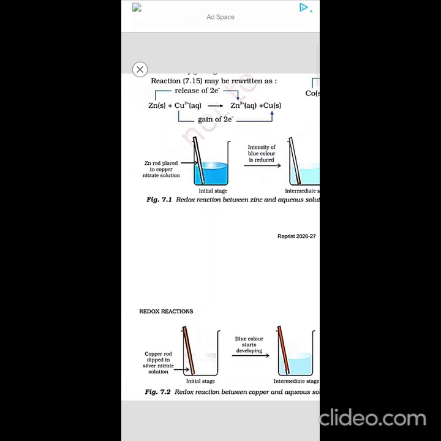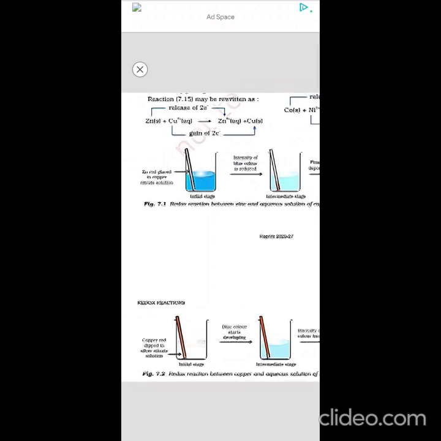And copper is in the Cu2+ form; copper gains 2 electrons to form copper. So Cu2+ to Cu is a gain of 2 electrons, and gain of electrons is known as reduction. So reduction of Cu2+ takes place, and oxidation of zinc takes place. This is a very simple reaction.